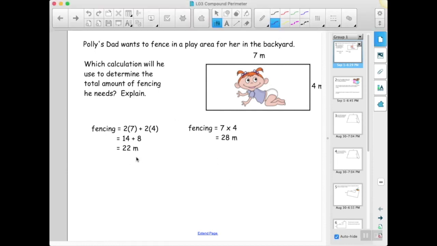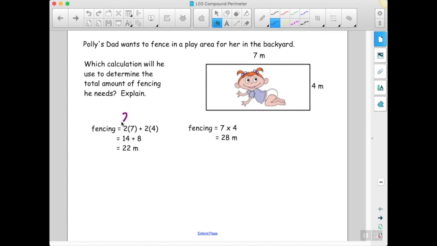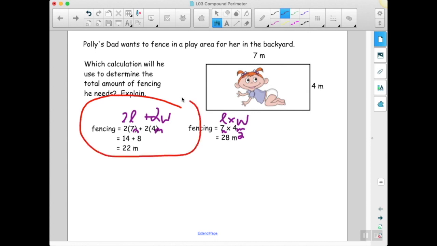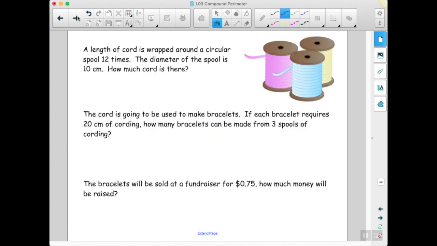All right, taking a look at what we've got written here, this is really 2L plus 2W, and this is L times W. So my units here are meters, because this would be meters right here, there would be meters here, and that would give me units of meters, but we'd have meters here, and we'd have meters here, and meters times meters would be meters squared. So this one's actually returning an area. So the correct calculation would be this one. All right, on to the next slide.